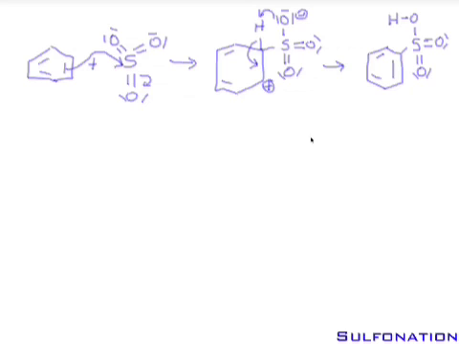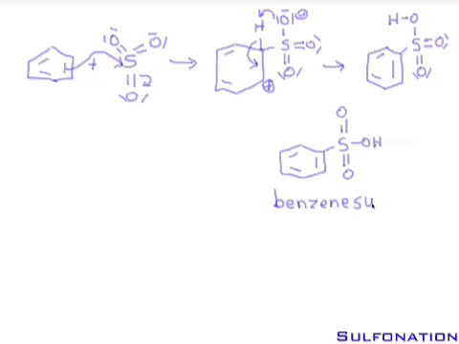And if I draw that molecule just a slightly different way, we've seen this molecule before. When we took alcohol chemistry, we just never learned how it formed. This is the molecule benzene sulfonic acid.